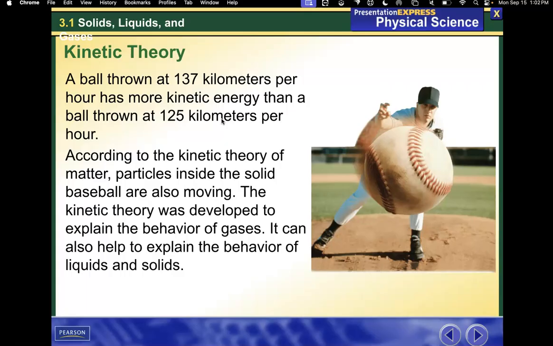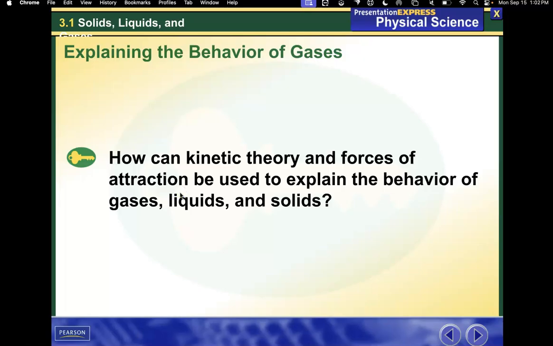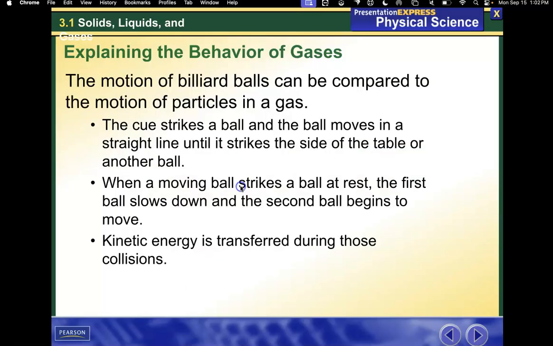The kinetic theory was developed to explain the behavior of gases. It can also help to explain the behavior of liquids and solids. How can kinetic theory and forces of attraction be used to explain the behavior of gases, liquids, and solids?